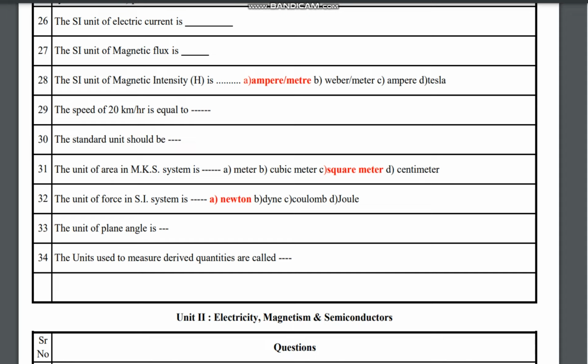Then the unit of area in the MKS system is square meter. The unit of force in the SI system is Newton. Then you have to find out these questions, number 33 and 34.